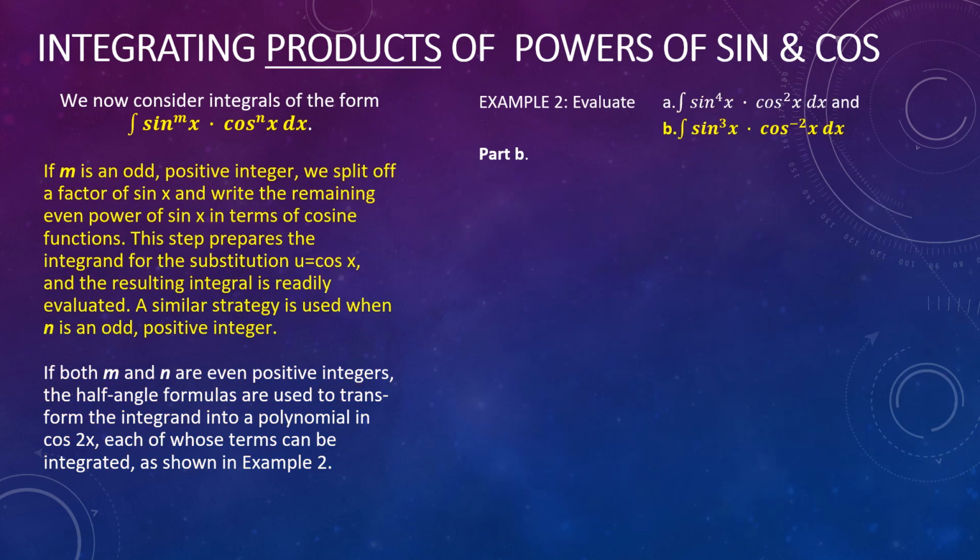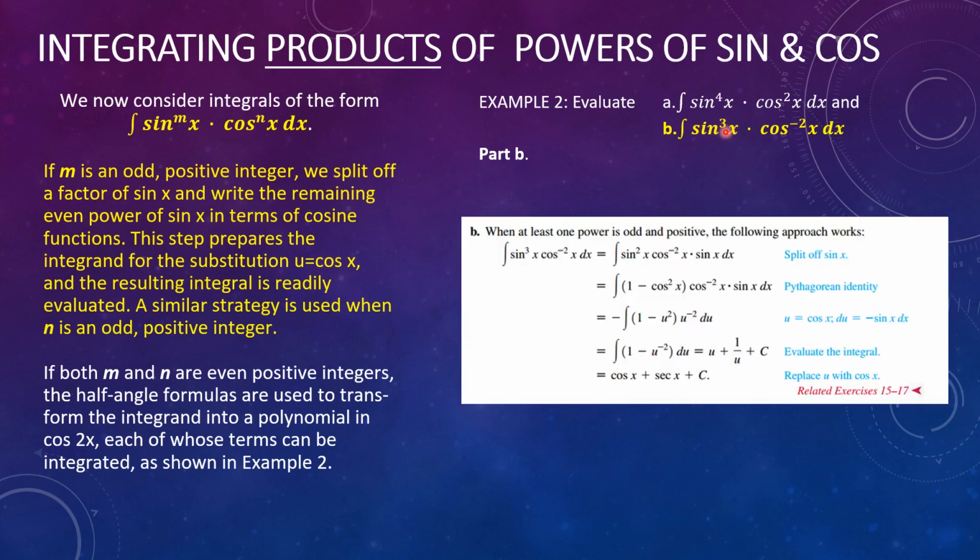Okay. If we look at part B, where we have the integral of sine cubed of x times cosine to the negative 2 of x, now we get all nervous, right? But notice this is the same thing. Here we have an odd factor, or an odd power, excuse me. We're going to take one of those powers out and then start simplifying. When at least one power is odd and positive, the following approach works.